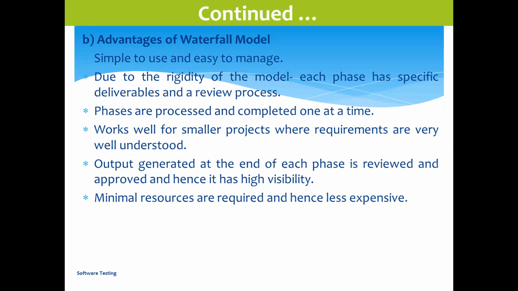Output generated at the end of each phase is reviewed and approved, and hence it has high visibility. So when one phase is completed in this model, it will be approved by some management team, and they will give approval: yes, this phase is completed, you can proceed to the next phase. That was happening. Minimal resources are required and hence it is less expensive. Time was sufficient, that's why minimal resources were required. 3, 4, 5, 10 resources were fine to complete in 1 year, 2 years, as we were getting the time. Now only 1 month or 15 days is available to complete, so instead of 10 persons, 100 persons will be required. That is happening nowadays.